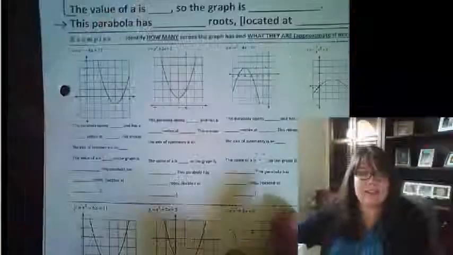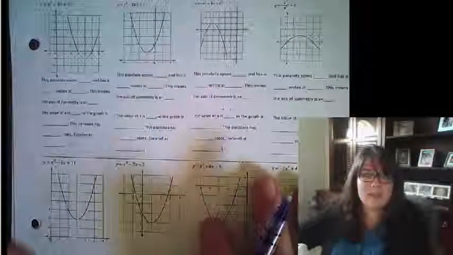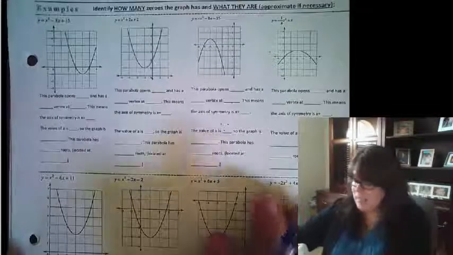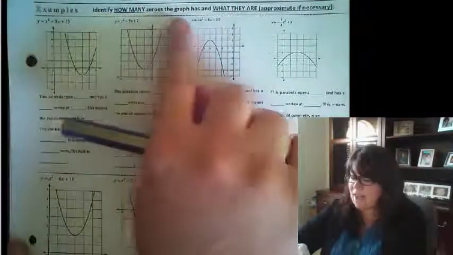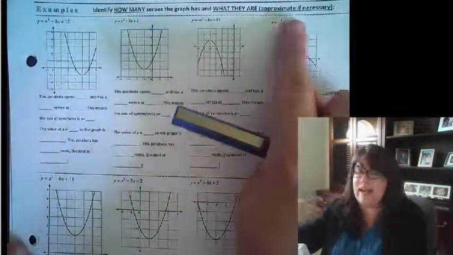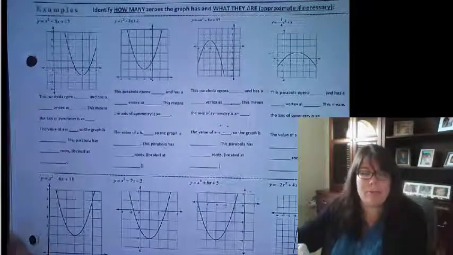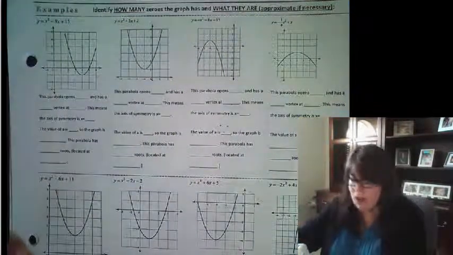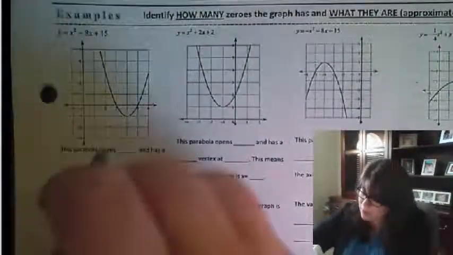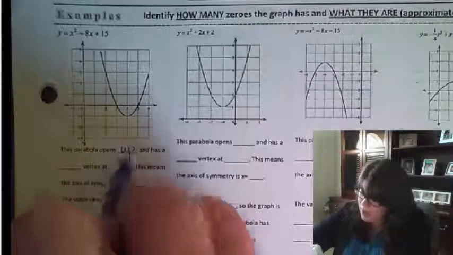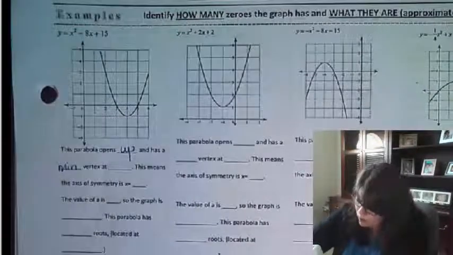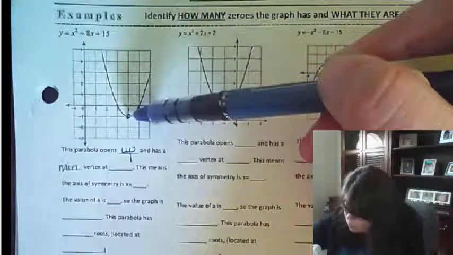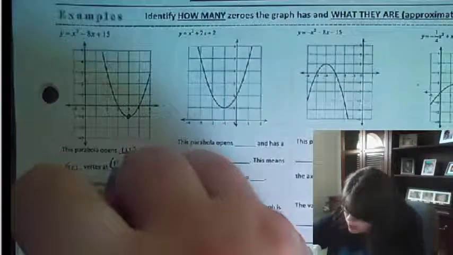All right, let's take a look at these examples here. The question is, identify how many zeros the graph has and what they are. But in order to do that, we need to get a whole picture of this parabola. So we're going to say the parabola opens up, and it has a minimum vertex at where? Well, I know the vertex is right there. So on the x-axis, it's 4, y, -1. So that means the vertex is 4, -1.